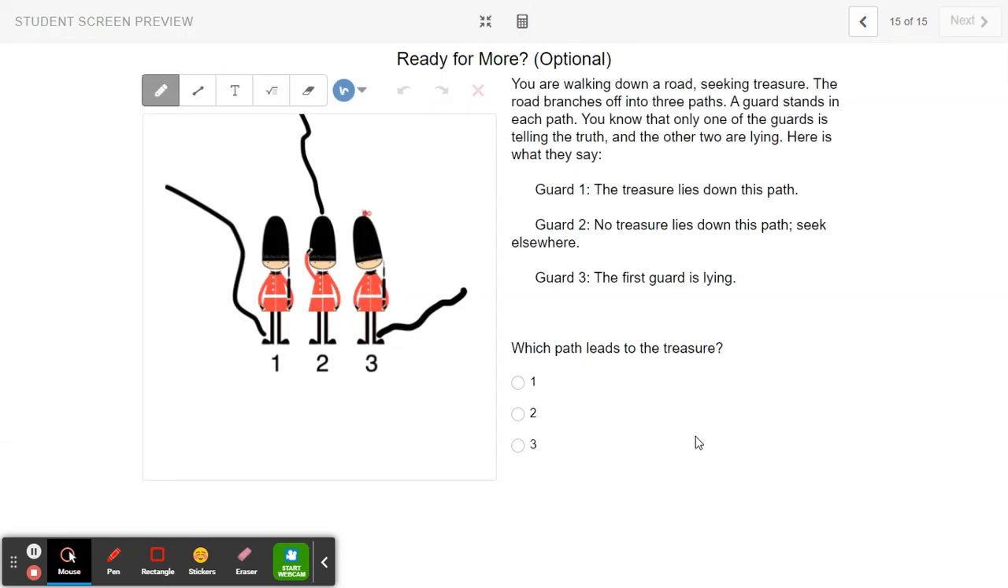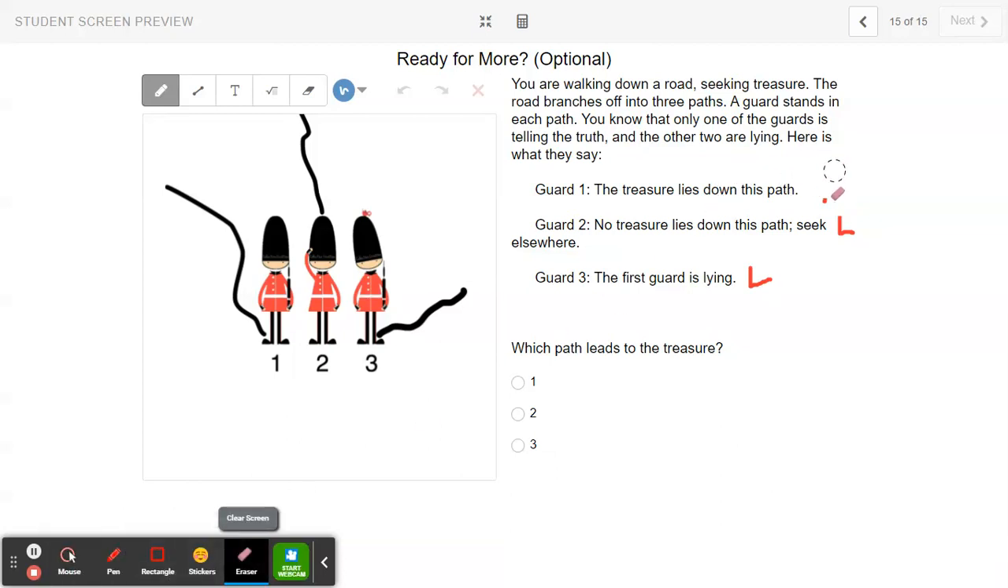And then this one is a logic puzzle, right? So you have to figure out which path leads to the treasure, right? There are many ways you could do this, but one thing you might start doing is if this guy's telling the truth, that means these guys are lying, right? So could this be true? The treasure lies down this path. Okay, that would be true. That would mean that this guy is lying, right? So is he lying that no treasure lies down this path? Well, if he's lying, that means the treasure is down that path, which means that this guy can't be telling the truth.